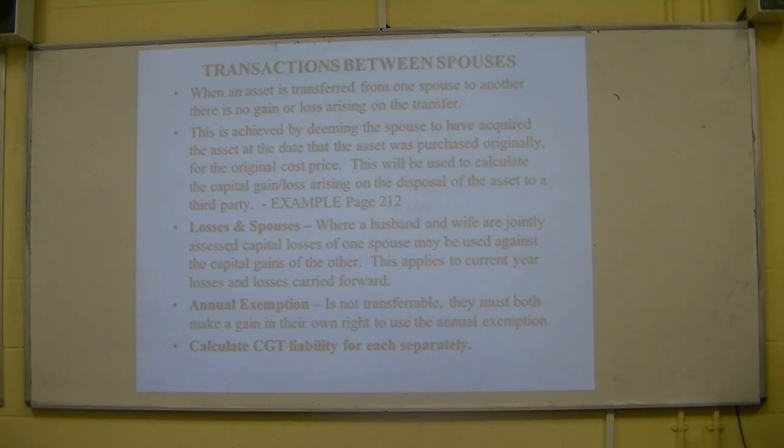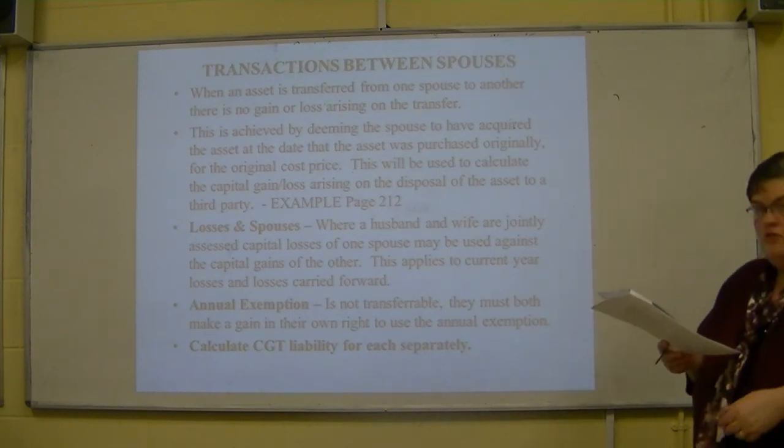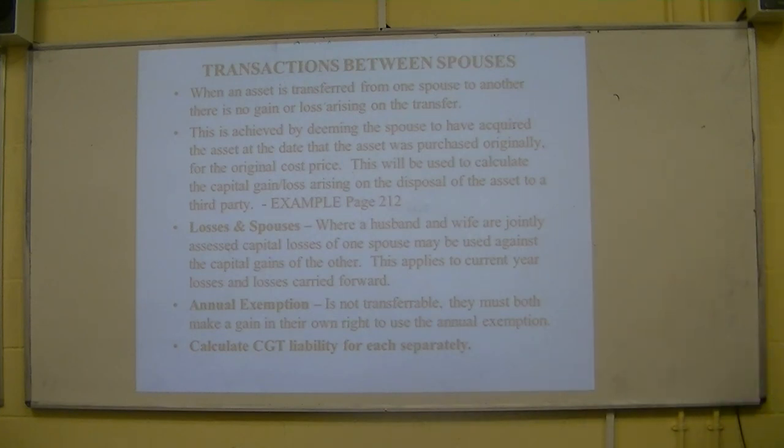Where an asset is transferred from one spouse to another, there is no gain arising on the transfer. So when a spouse transfers to another spouse, there is no gain or loss arising. This is achieved by deeming the spouse to have acquired the asset at the date it was originally purchased, for the original cost price.